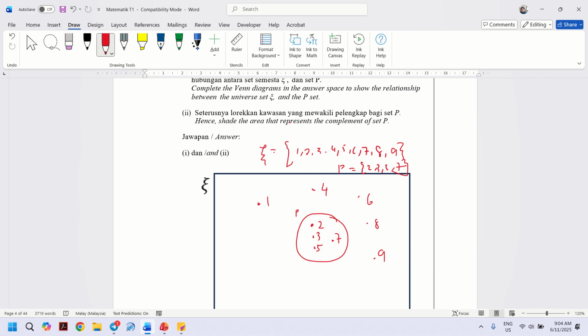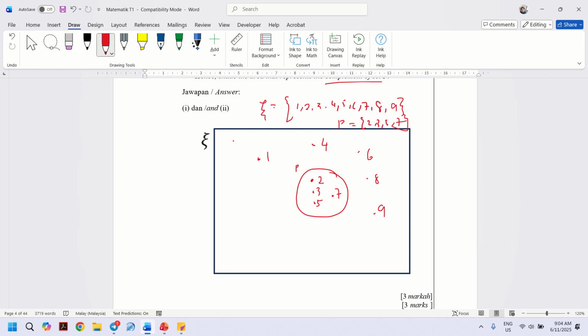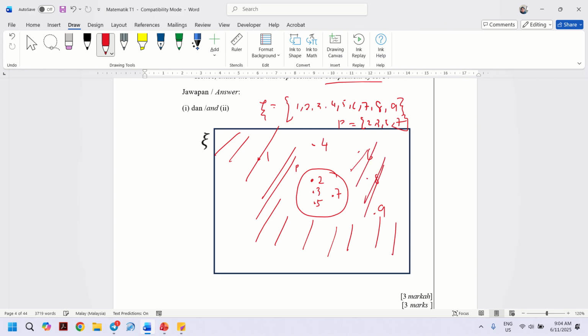Hence, shade the area that represents the complement of set P. The complement of set P is other than P, not P. So you have to shade the areas in the universal set outside P, not inside P. If I want you to list the elements of the complement of P, this is P prime, which is 1, 4, 6, 8, and 9. These are the elements for the complement of P.